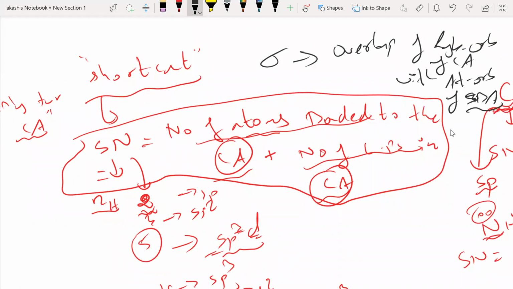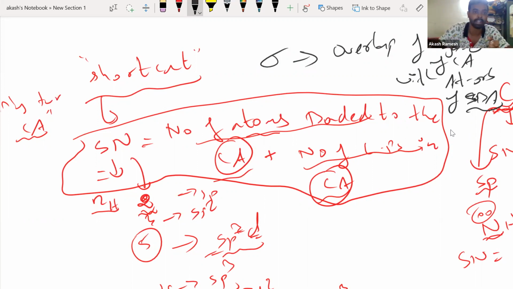Sir, can we say that the central atom is the least electronegative atom in the molecule? Yes, obviously. I told you, right? When you choose a central metal atom, if you have confusions, obviously the central metal atom should be the one having the least ionization energy, because the central metal atom is the one which is going to share the maximum number of electrons with the bonding atoms.